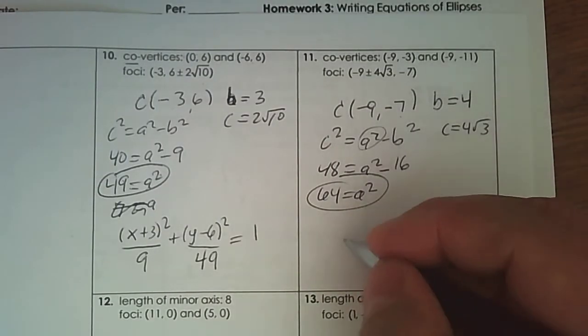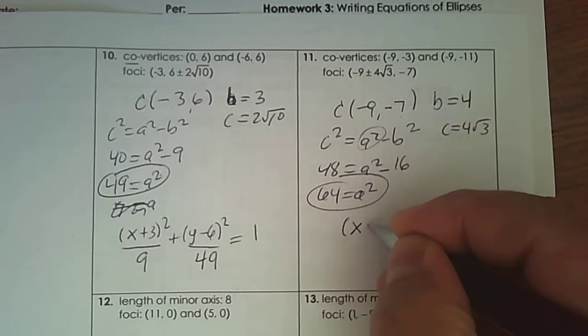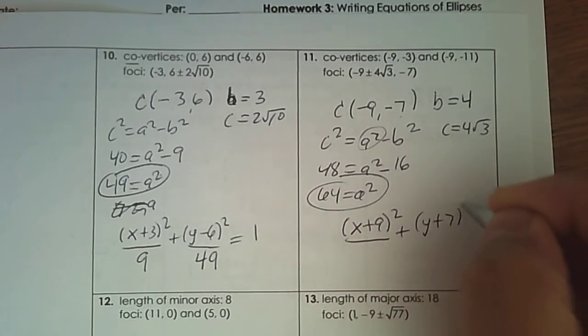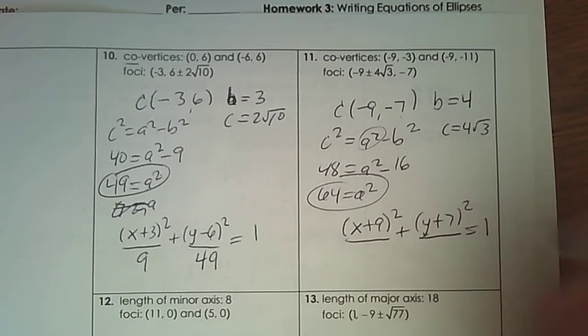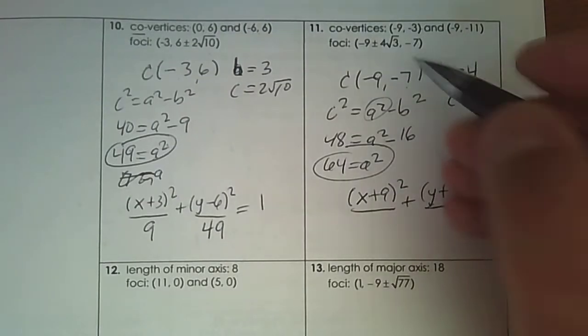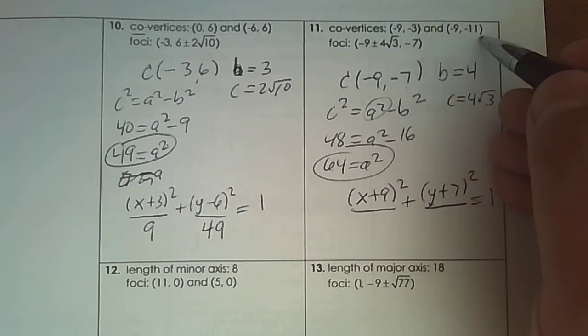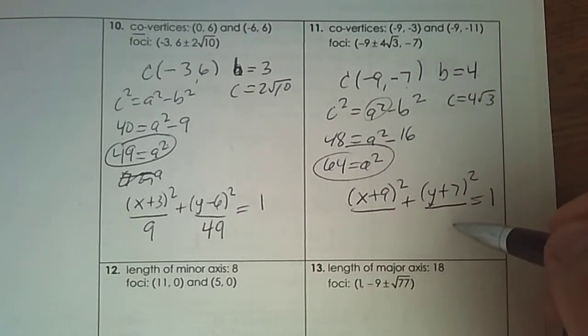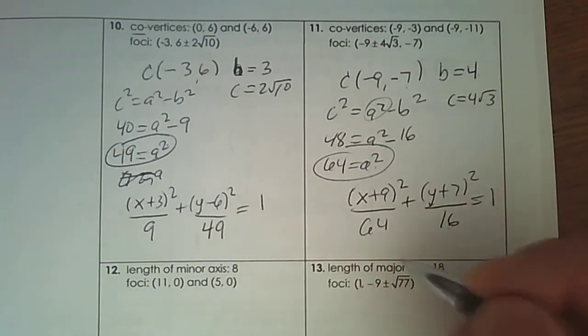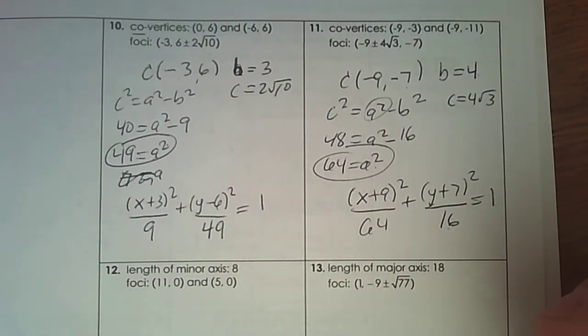So now my equation. From the center, x plus 9 squared, y plus 7 squared equal to 1. Now the denominators. So what type is it? The co-vertices. Notice the y changed for the co, so the B actually goes with the y. So 4 squared is 16. And then the 64, which I just found, goes with the x underneath.